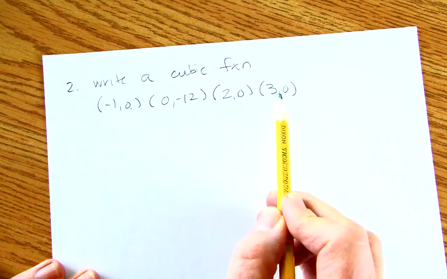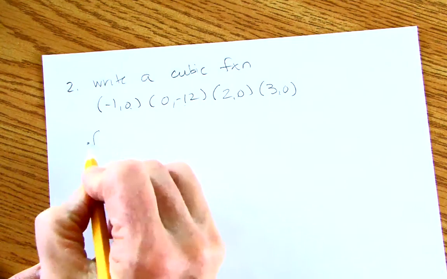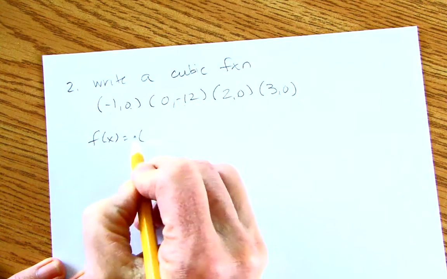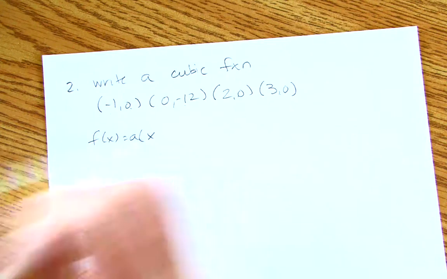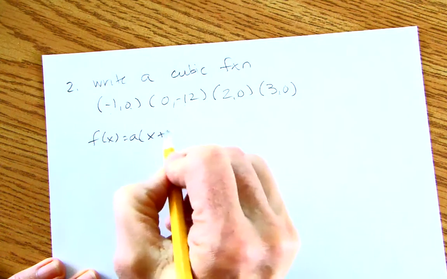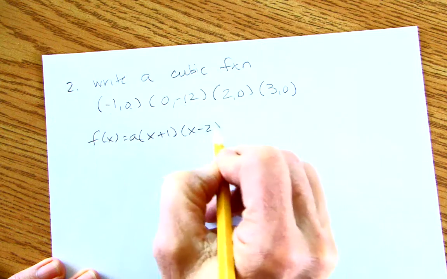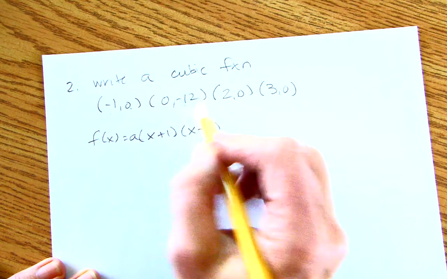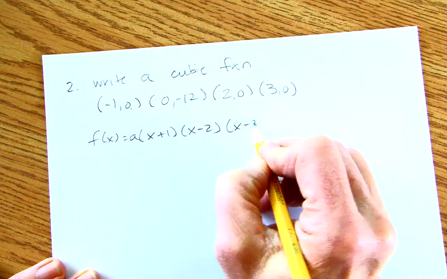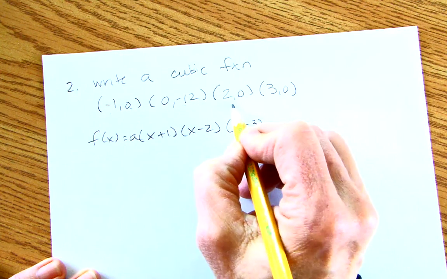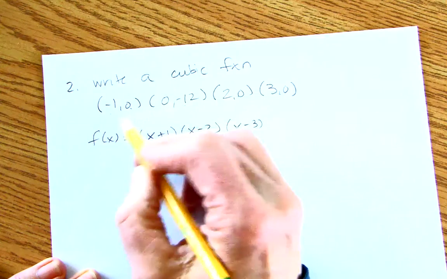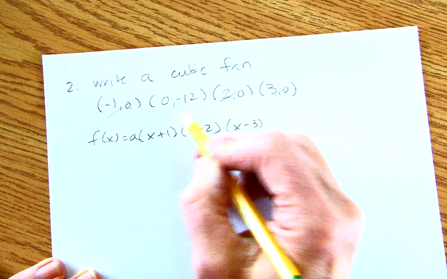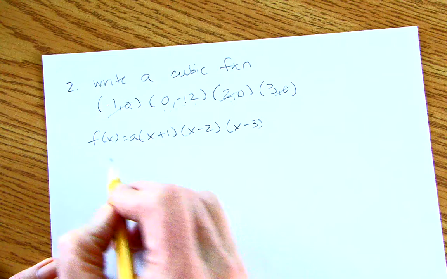All right, let's do it again. Here are my points: root, root, root, y-intercept, factor. Don't know my leading coefficient a. X plus 1, x minus 2. Don't let the fact that the y-intercept is listed in the middle confuse you. X minus 3. Here's your root, here's your root, here's your root. Taking care of those. Now I know that y is 12 when x is 0.